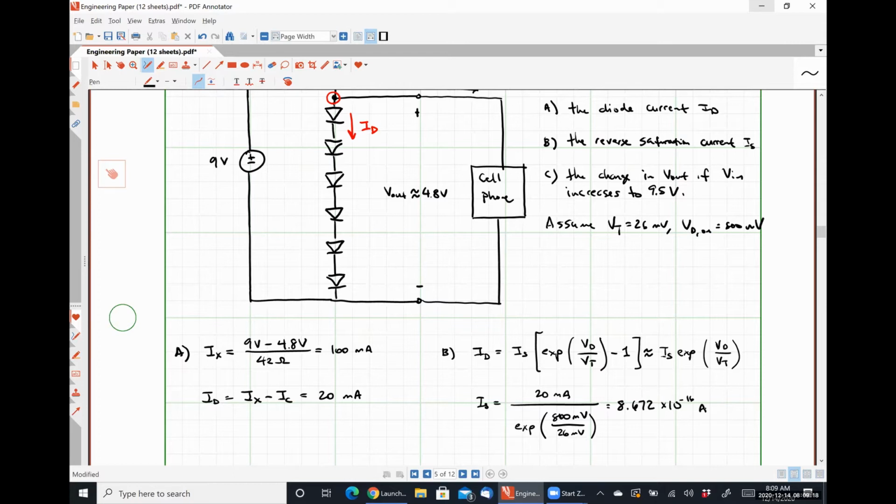Now we come to the part that's a bit more difficult. We want to figure out the change in V out if V in increases to 9.5 volts. And so I'd like to talk about this a little bit, okay?